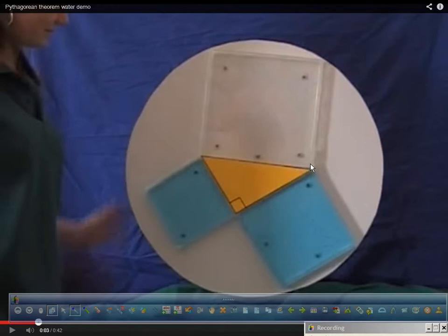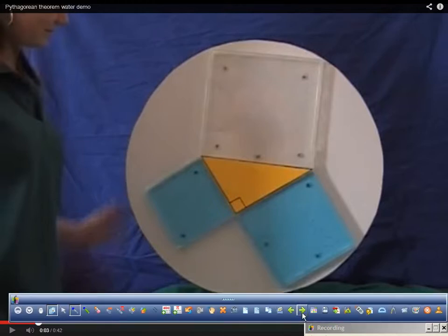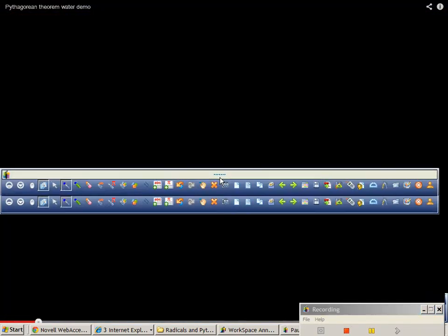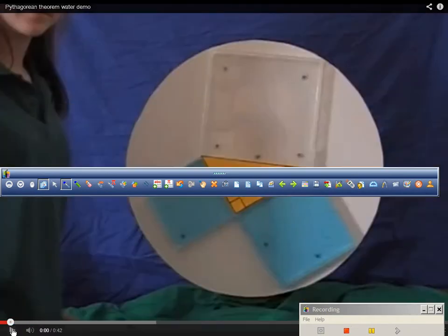Here's the longer leg. If I take the length of the longer leg and extend it out here, it makes a square. And this side is called the hypotenuse. Where did my picture go? All right, so let's watch this.